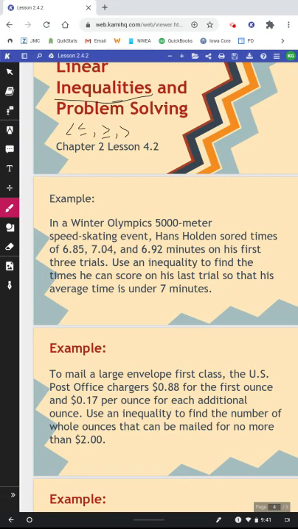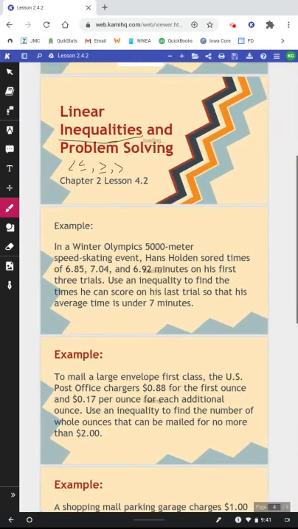So for the first example, in a Winter Olympics 5,000 meter speed skating event, Hans Holden scored the times of 6.85, 7.04, and 6.92 minutes on his first 3 trials. Use an inequality to find the times he can score on his last trial so that his average time is under 7 minutes. So we have a couple things going on here.